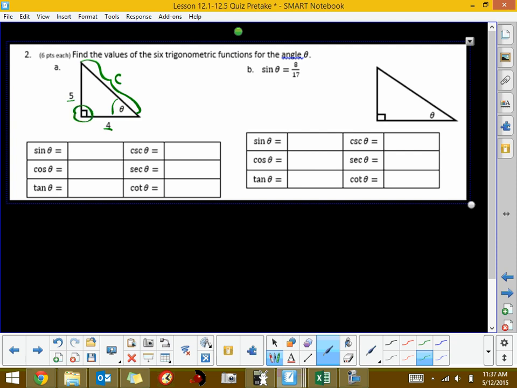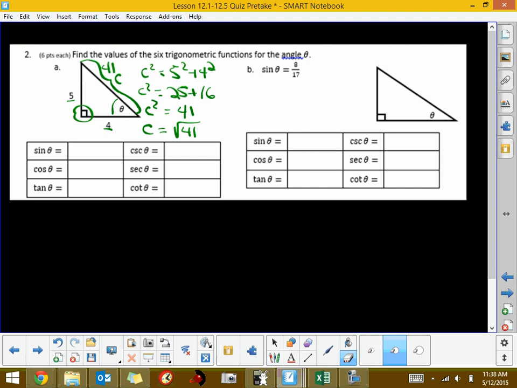Remember, it's in play because we have a right triangle, so that means C squared has to equal 5 squared plus 4 squared. That means C squared has to equal 25 plus 16. That means C squared has to equal 41, which means the value of C is the square root of 41. So now we know our hypotenuse is the square root of 41. Clear that up so I can keep referring back to the picture. I'm going to put it on that side length, and now we're going to go grab those values.